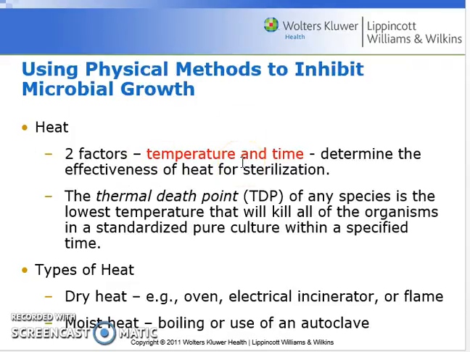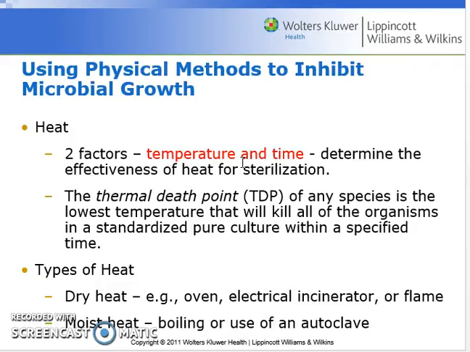So, we like to use different methods to inhibit microbial growth, and heat happens to be one of the primary methods that is used to do this. Temperature and time are both factors that determine how effective heat will be for the process of sterilization.